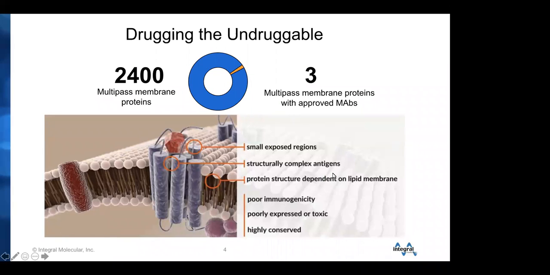So let's talk a little bit more about drugging the undruggable. There are 2,400 multipass membrane proteins in the human genome, and so far only 3 of those proteins have approved antibody therapeutics. So why is this? A lot of it has to do with their complex structures, small exposed extracellular regions, and the overall structural dependence on the lipid bilayer. These proteins also tend to have low immunogenicity due to high sequence conservation in mammals and are poorly expressed or very toxic when overexpressed, thus presenting a lot of challenges for a successful antibody discovery campaign.